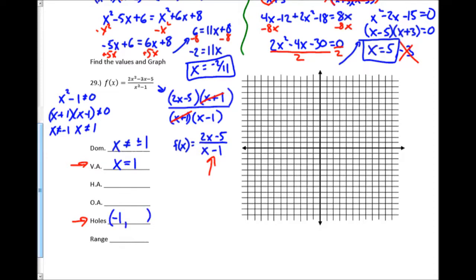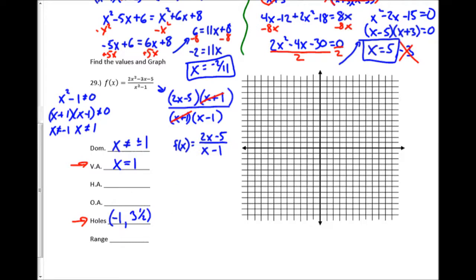And the hole in the graph isn't just an x value, it's an x and a y value. So I have to plug that negative 1 back into this equation to see what my y value equals. And so when I plug that negative 1 back in, it looks like I get a negative 7 over a negative 2, which is a positive 3.5. Okay?